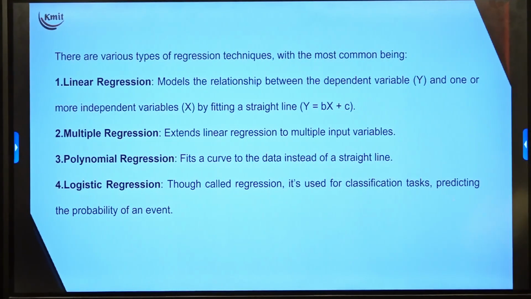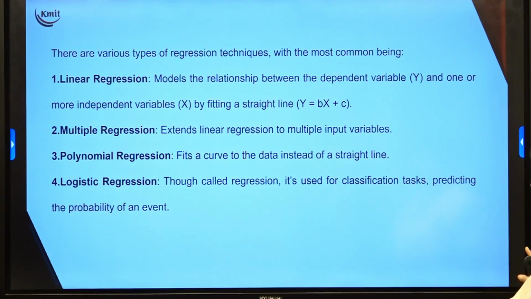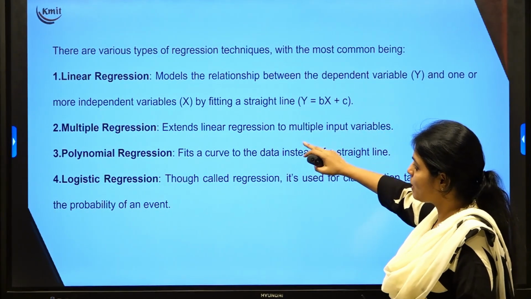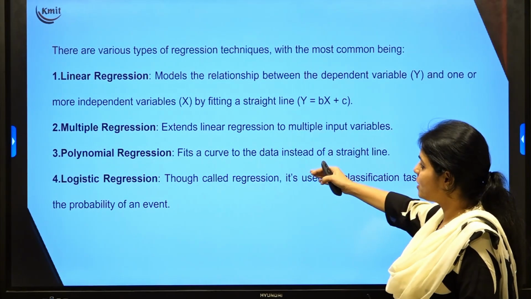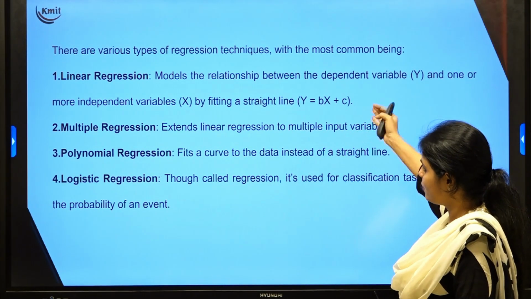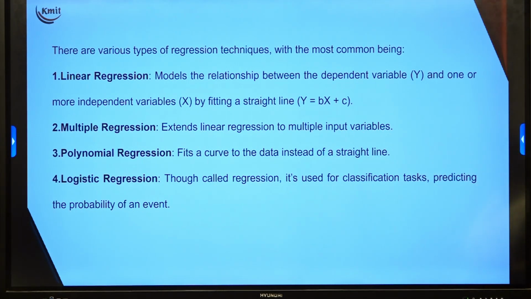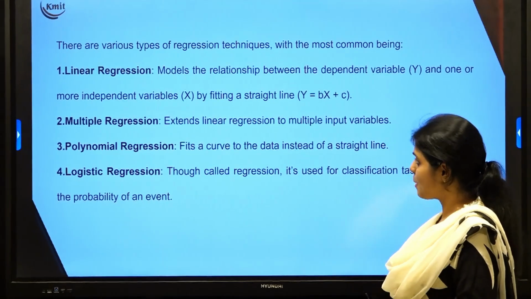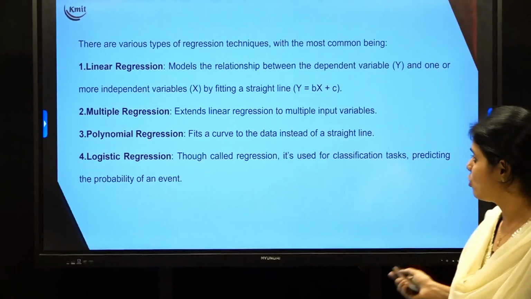Now, there are various types of regression techniques. For example, we have linear regression where we have one independent variable and one dependent variable. When I talk about multiple linear regression, we have multiple input variables. When I talk about polynomial regression, instead of a straight line fitting all the input points, we have a curve. There's another type of regression called logistic regression. Though the name is logistic regression, this comes under the classification task. We'll discuss all these things in detail in the upcoming sessions. So just remember that we have different types of regression algorithms.